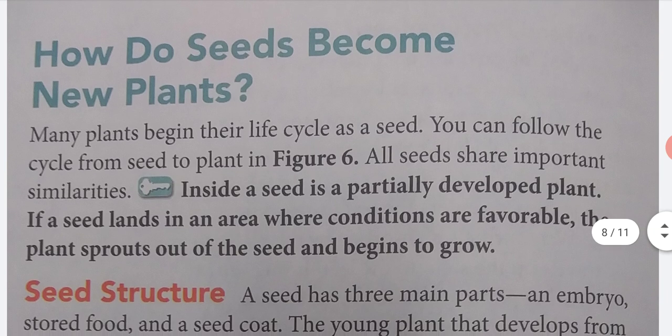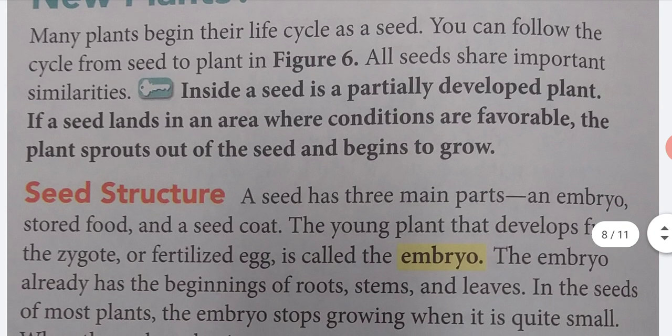How do seeds become new plants? Many plants begin their life cycle as a seed. You can follow the cycle from seed to plant in Figure 6. All seeds share important similarities. Inside a seed is a partially developed plant. If a seed lands in an area where conditions are favorable, the plant sprouts out of the seed and begins to grow.